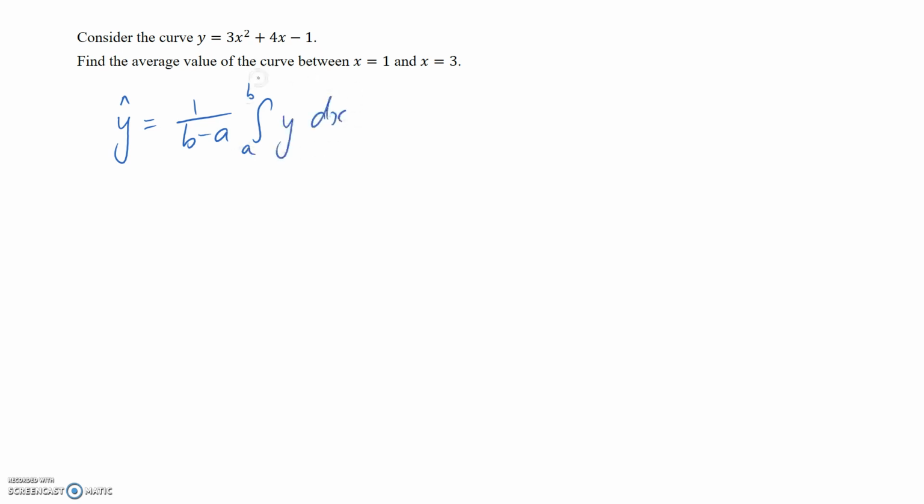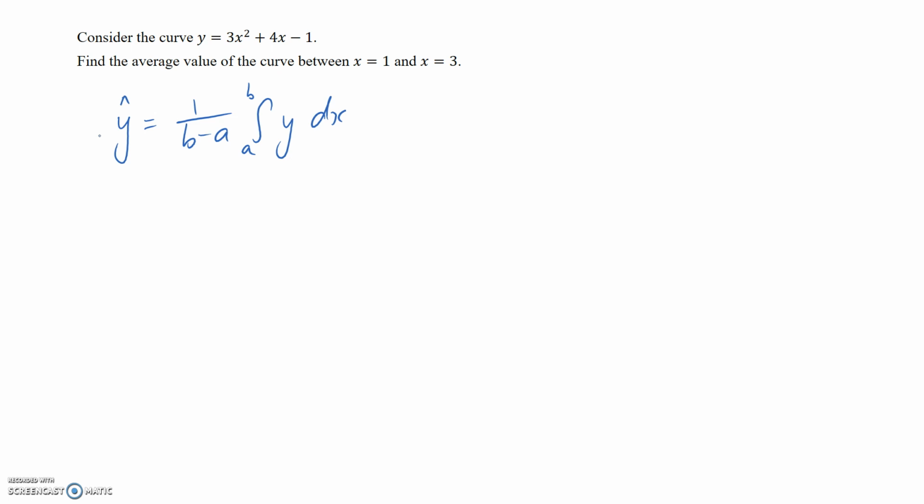So this integral part is calculating the area under the curve between a and b, the extents of your domain. And then this part here, b minus a, is like the length of your domain. So by dividing by it, which is what 1 on b take a is doing, essentially you're taking the area under the curve, dividing it by the length of the region, and what you should be left with is the average value of the curve over that region.